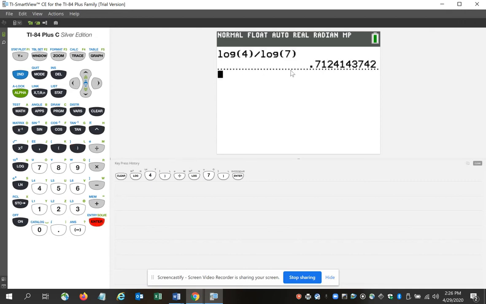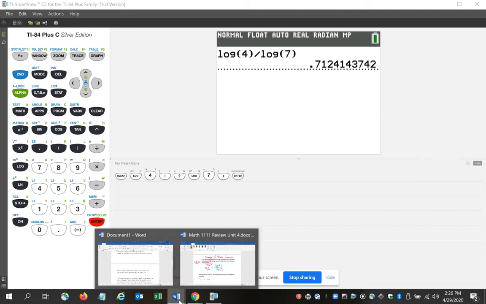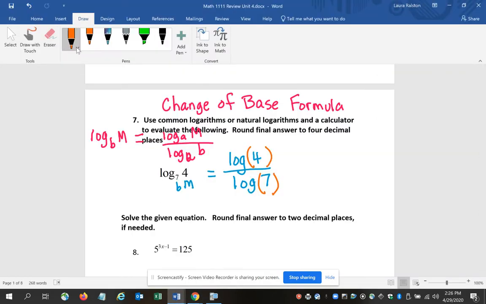And when it wants 4 decimal places, so I have 7, 1, 2, 4. That's the 4th place. Next to it is a 1, so we're not going to round up. So it's 7, 1, 2, 4. So the answer here would be equals 0.712, rounded to 4 places.